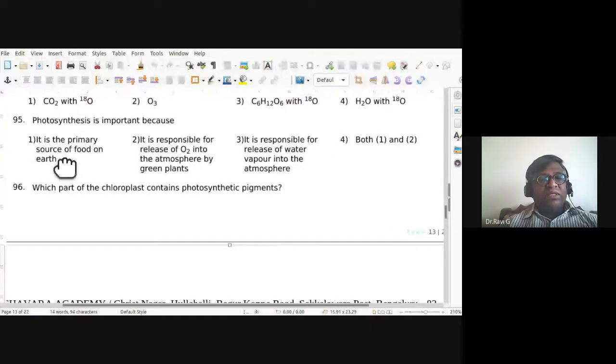95th, photosynthesis is important because it is the primary source of food on earth. It is responsible for release of oxygen into the atmosphere by green plants. It is responsible for release of water vapor into the atmosphere, or it is both 1 and 2. So for the 95th, it is both 1 and 2. So D is the correct option.